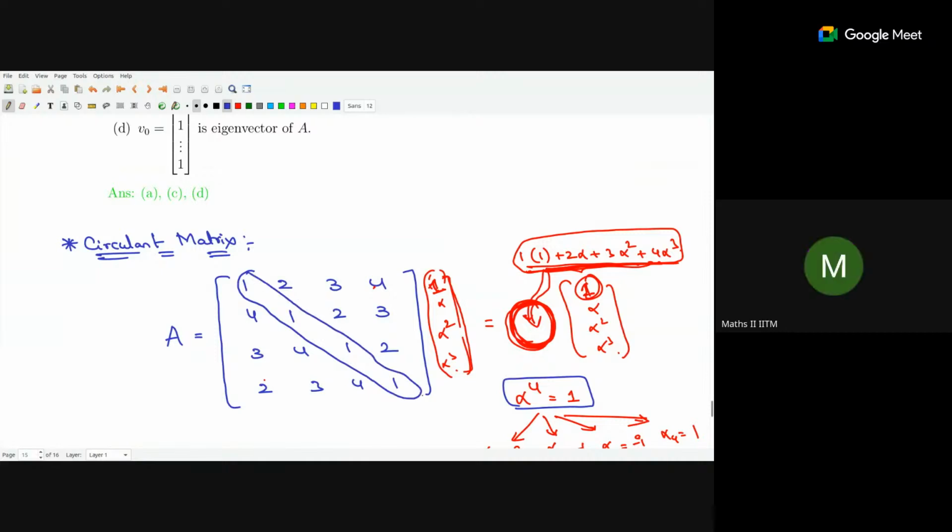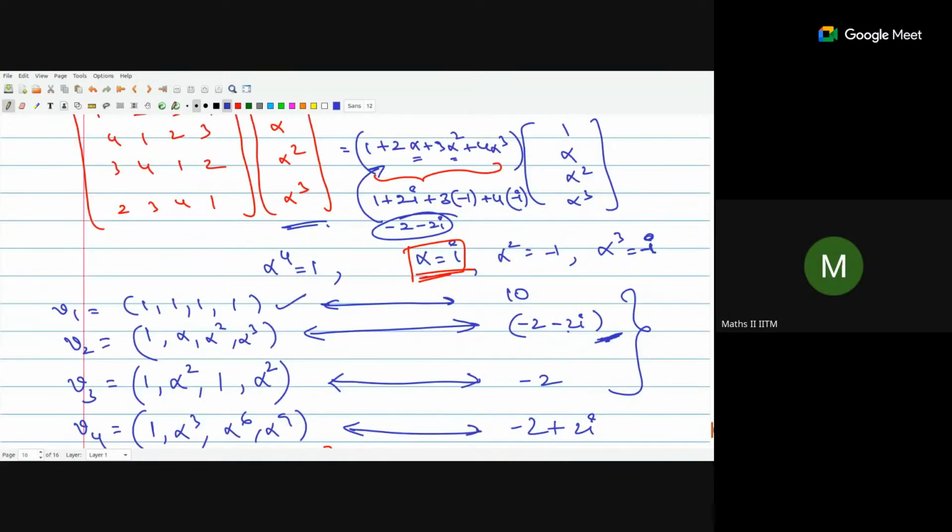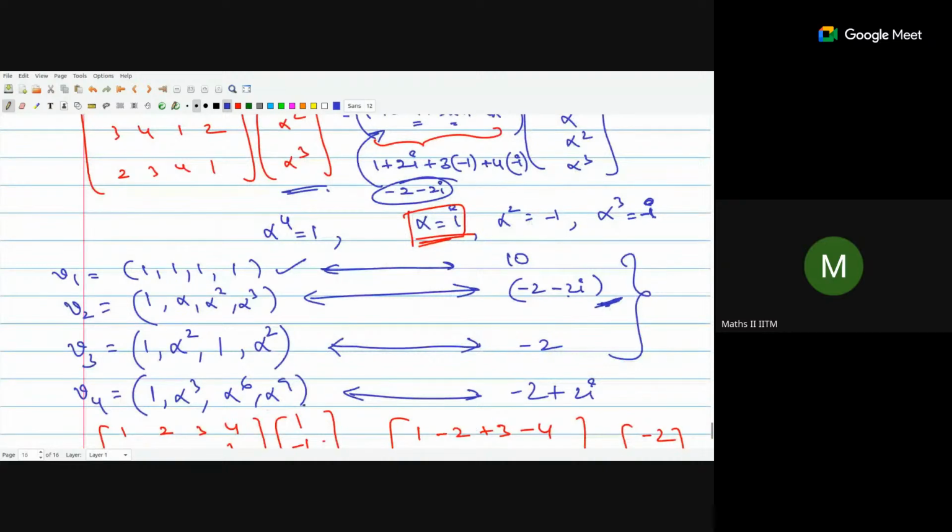I hope this is known to all, right? The sum of the diagonals is nothing but the trace. Or if you don't know this, it doesn't change anything. You just take this vector, multiply it with the matrix, and from there you can get it.